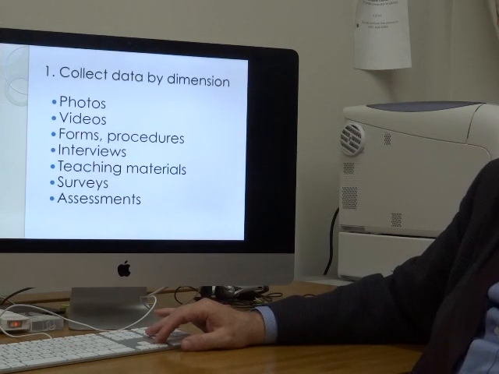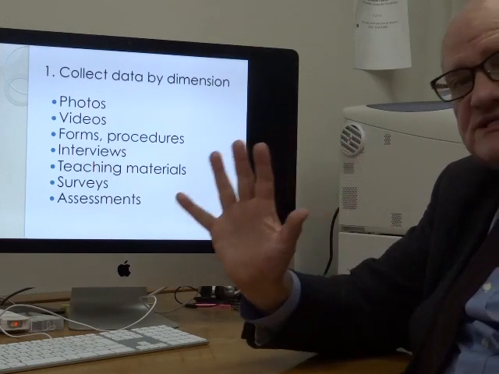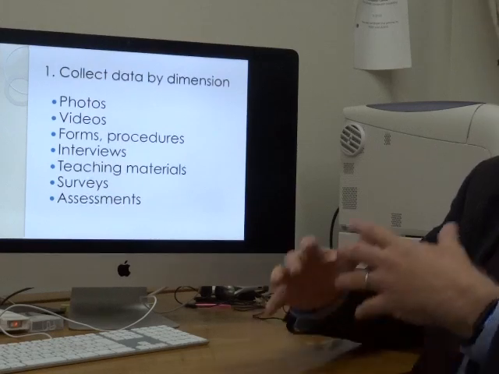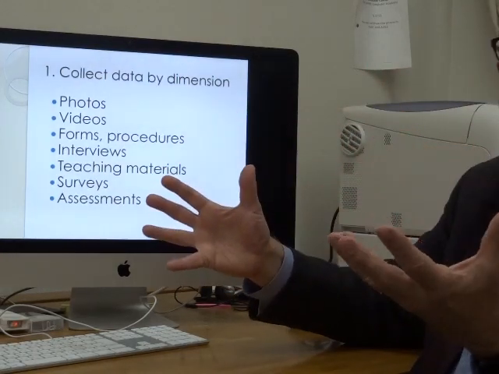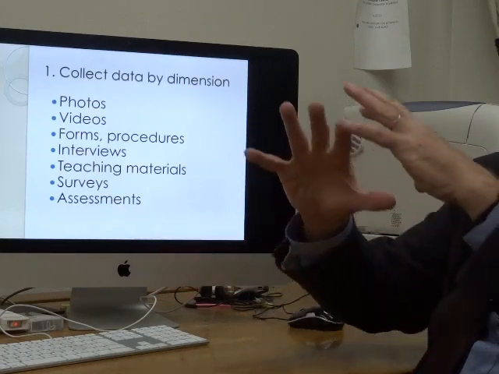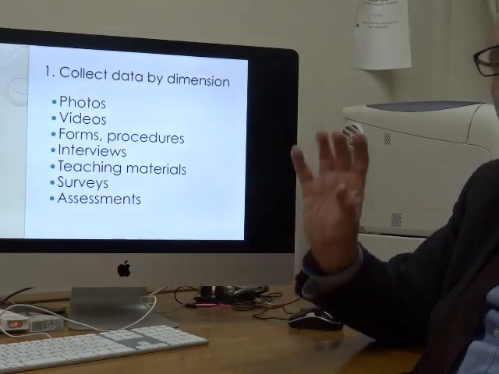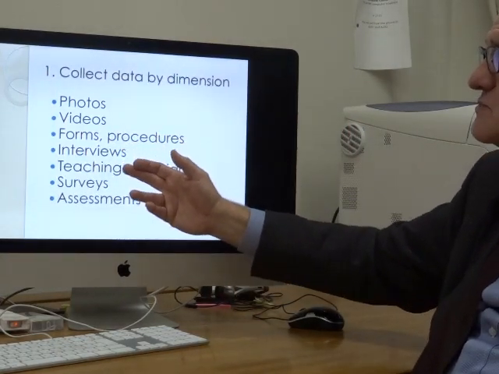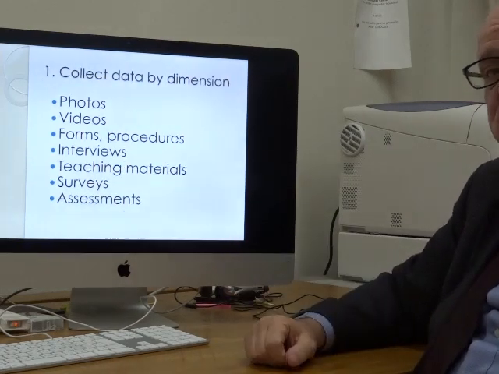Now, how do you do that? Here are five steps for doing a task ethnography. First of all, you define your task. What is it? Two lessons? Three lessons in one task? Or is it one lesson? You collect data by dimension. By those six dimensions: photos, videos, forms, procedures, interviews, teaching materials, surveys, assessments.